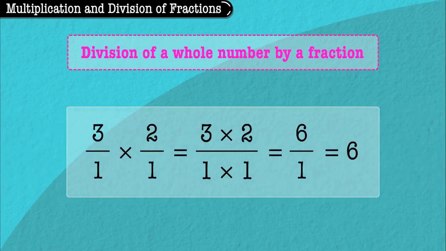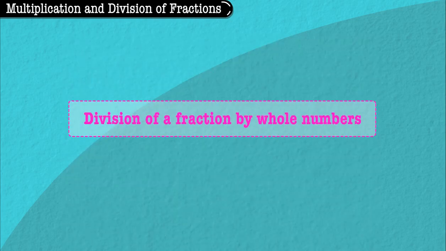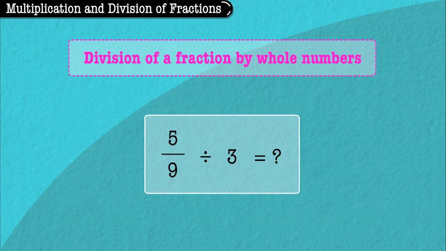Then, the dividend and the multiplication inverse of the divisor are multiplied. That is, 3 by 1 into 2 by 1. And we get the result as 6. Let's see the division of a fraction by a whole number. Here, we will divide 5 by 9 by 3.